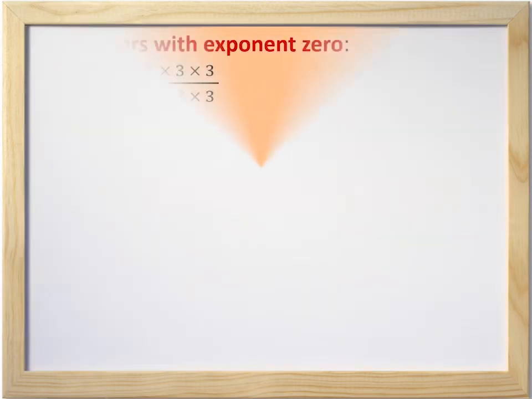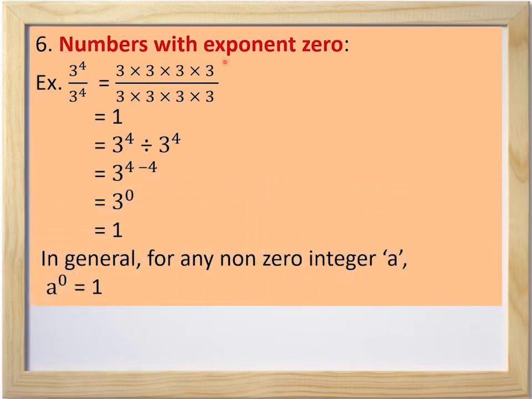Children, the sixth law is numbers with exponent 0. So let us understand by taking an example. 3 raised to the power of 4 divided by 3 raised to the power of 4. Here we can write 3 raised to the power of 4 as 3 multiplied by itself 4 times, divided by 3 multiplied by itself 4 times. And we know, children, whenever we divide any number by itself, we get 1. Okay, so we are getting 1.